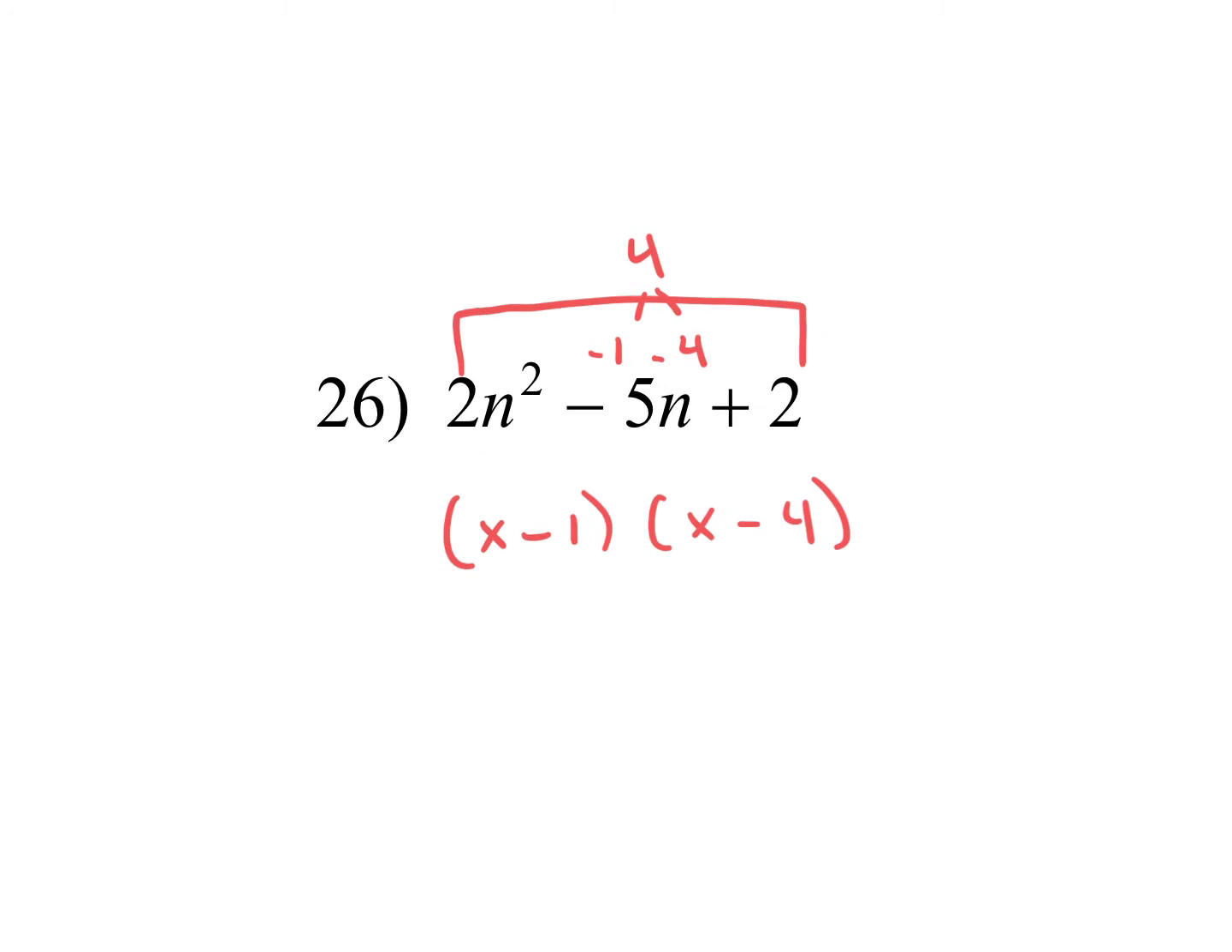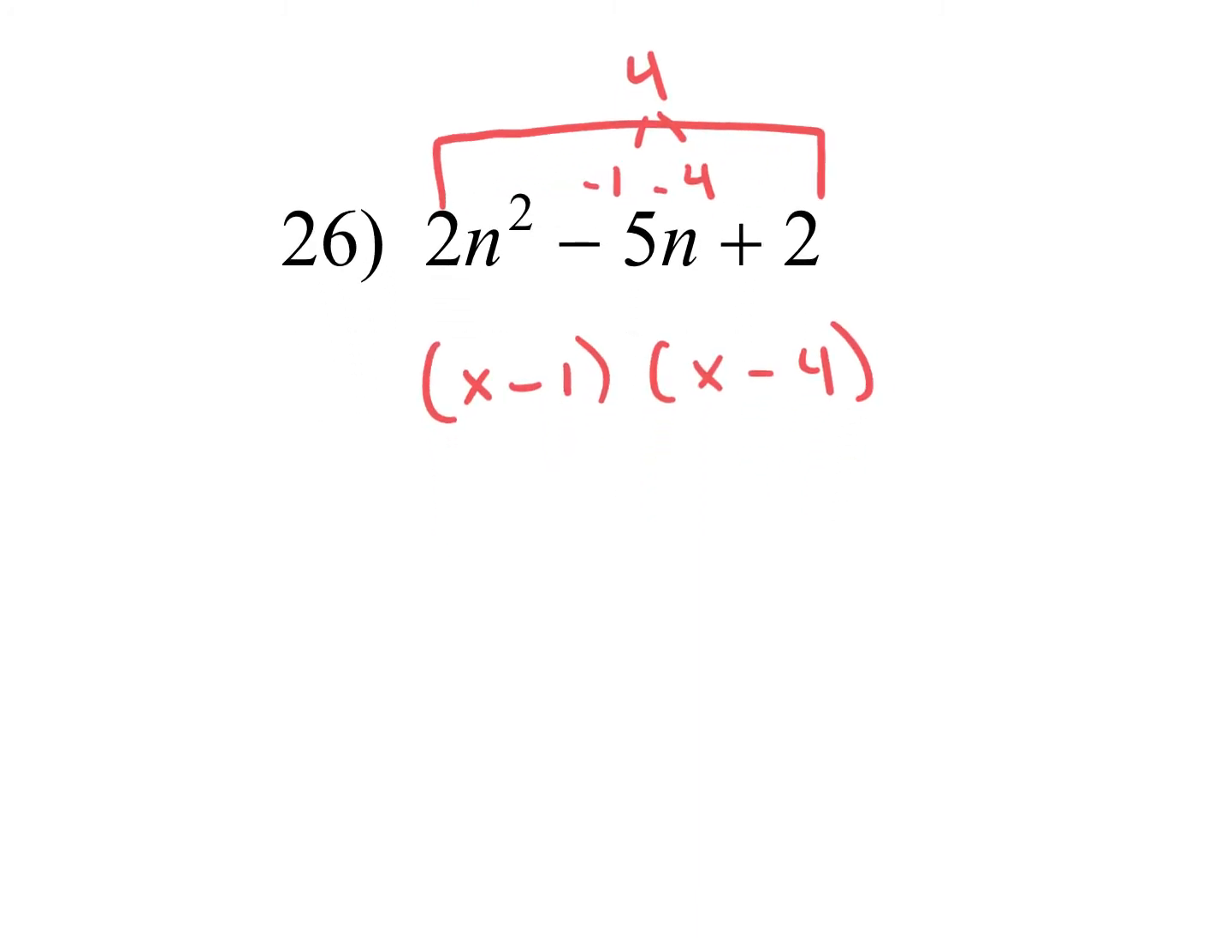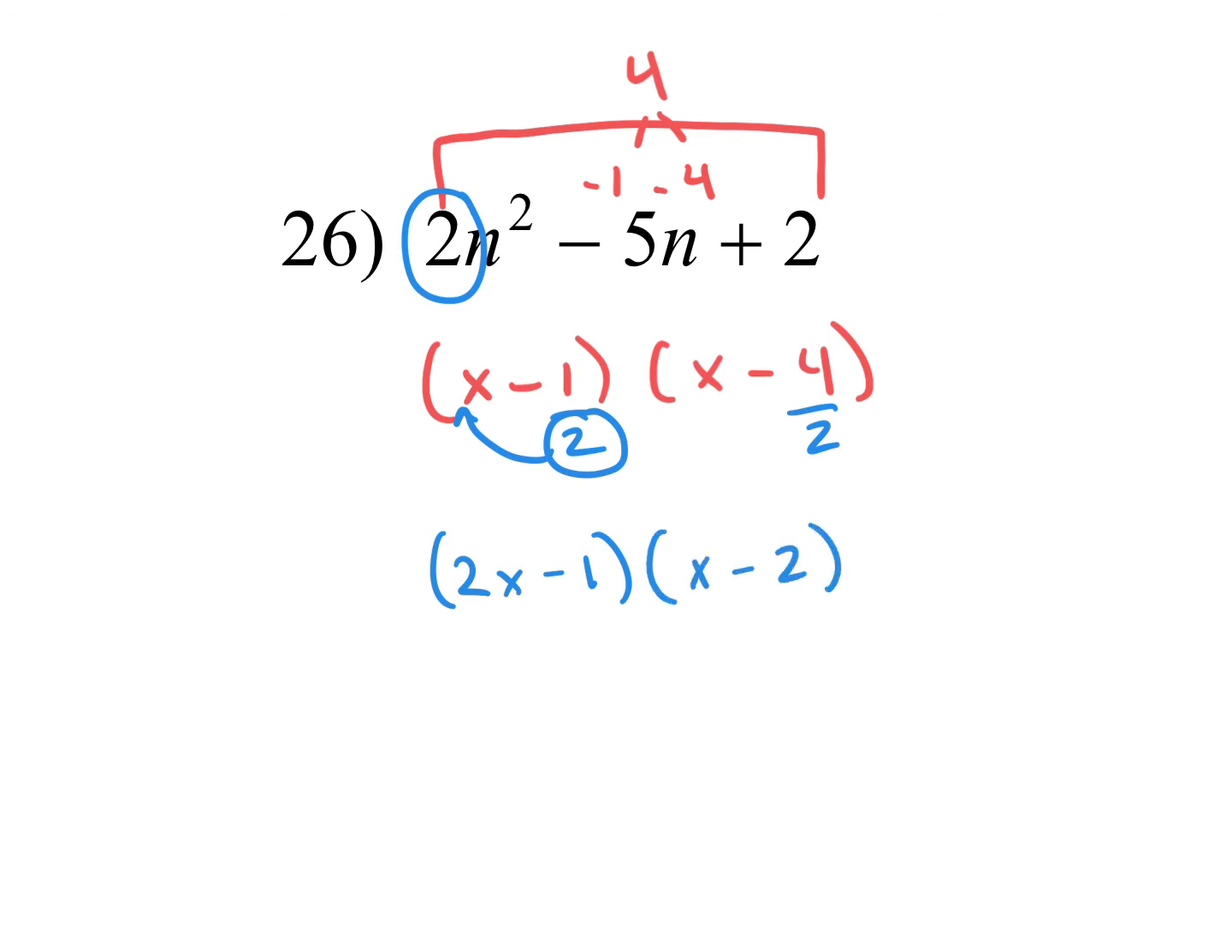What do I have to do next? Divide by 2. Can I divide 1 by 2? So what do I do with the 2? Awesome. Move it in front of the x, so 2x minus 1. What's 4 divided by 2? 2. So x minus 2 is the second one.